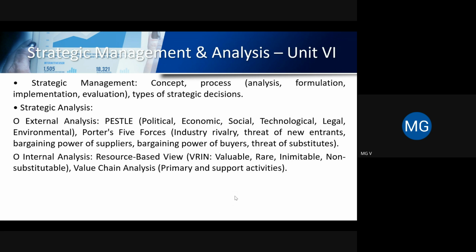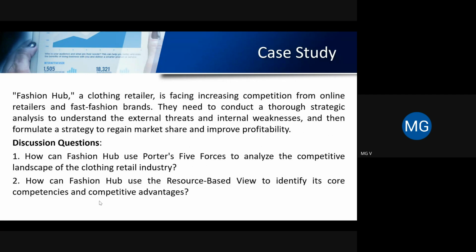VRIO, right? Value chain analysis, popularly known as VCA, examines the activities within a company to identify sources of cost advantage or differentiation. For example, a company might use PESTEL to identify emerging trends in technology that could impact its business. So, to explore this further, let us go through a caselet.